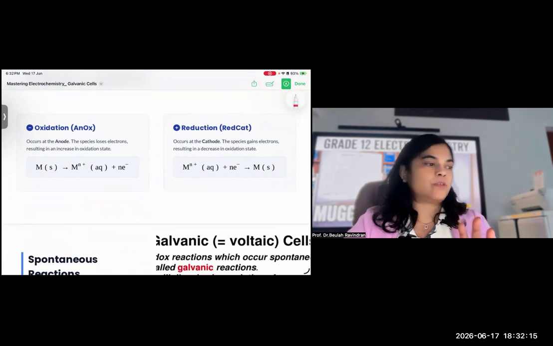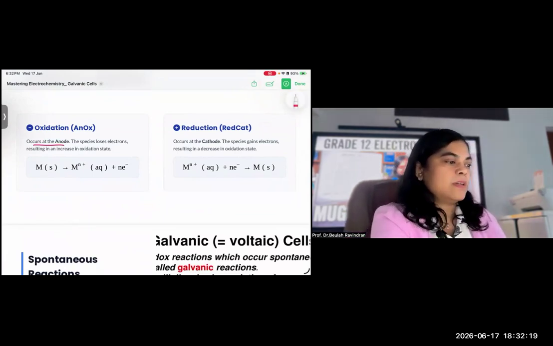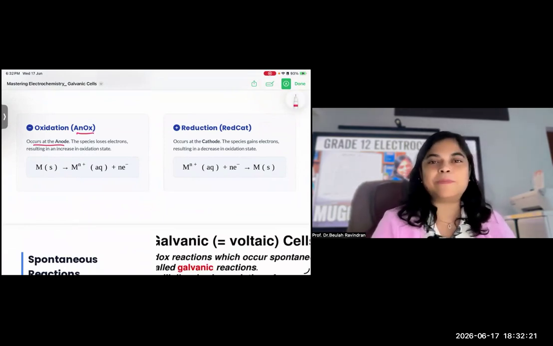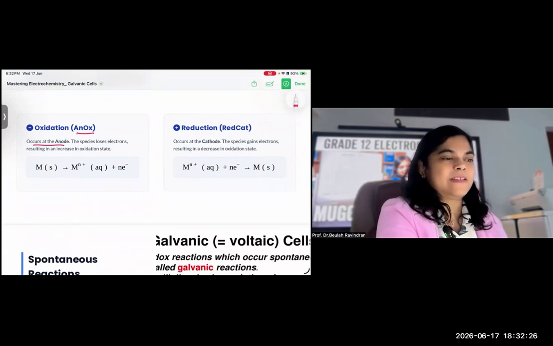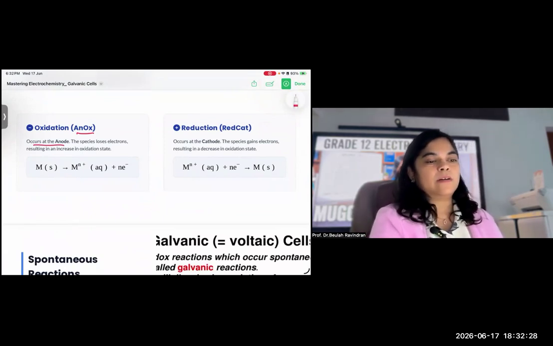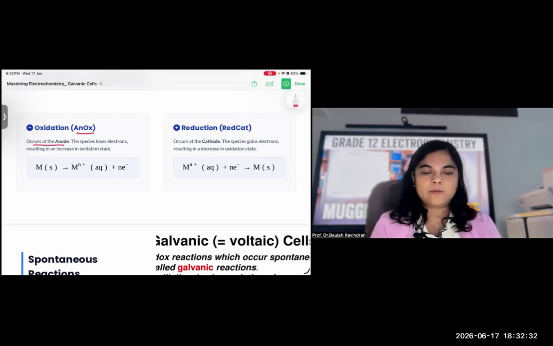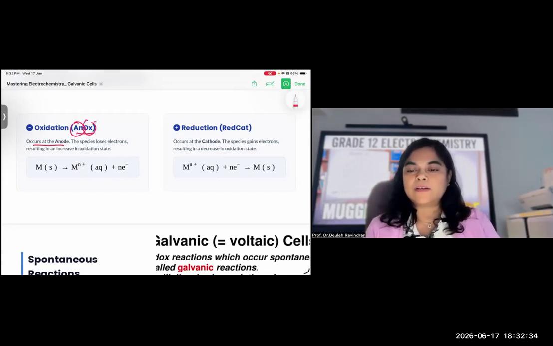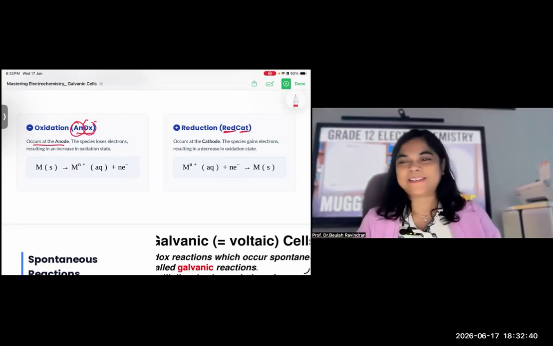This is very important. What is oxidation? It occurs at the anode. Keep this as a mnemonic: AN OX, anode oxidation. At the cathode, reduction takes place: RED CAT. Just a mnemonic. I'm just kidding.